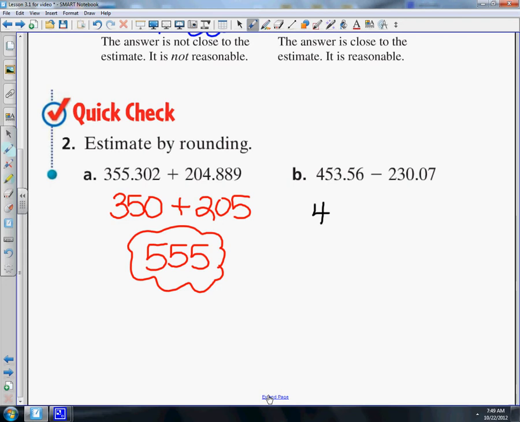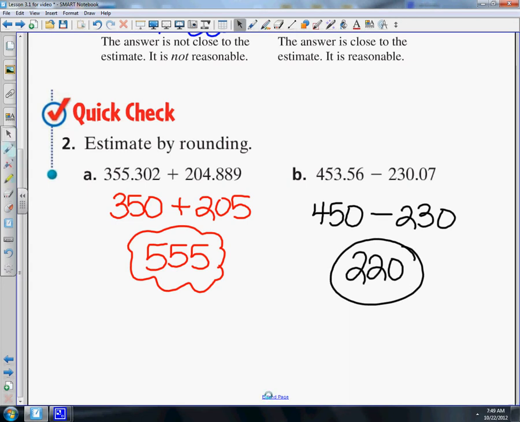453, I might round to 450. And 230, that was an easy one, it's just 230. So 450 minus 230 is 220. I think this is the easiest one. There's not much to think about.